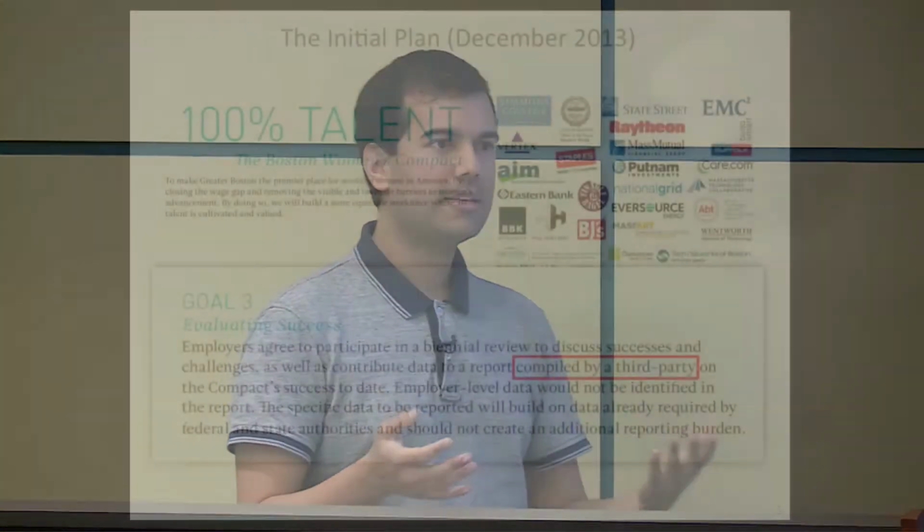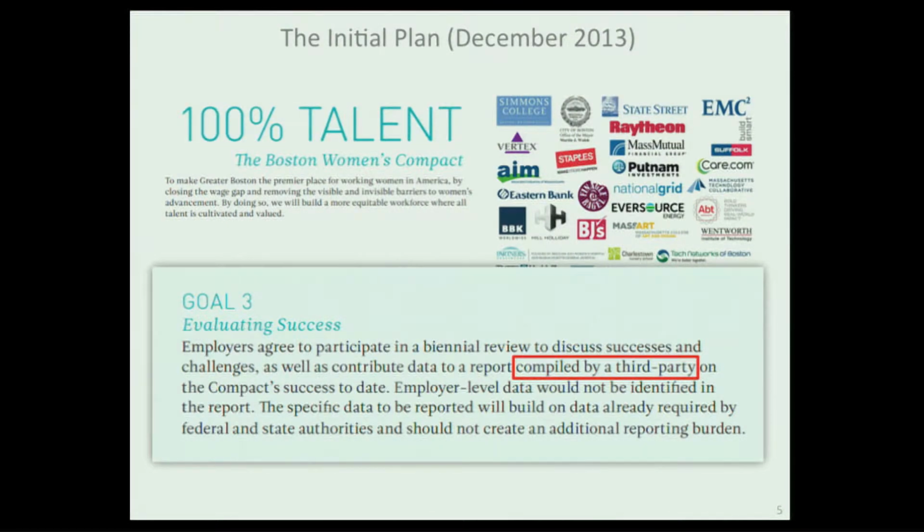In order to understand the issue, the employers who signed on to this 100% talent compact agreed to participate in a review. It says biennial, but actually they've done it every year for the past 3 years, to discuss successes and challenges, as well as contribute data to a report compiled by a third party on the compact's success to date. So the idea is all of the companies provide the salary data of their employees to some trusted third party who would then take that information, compute just the average pay disparity between men and women across the city, and delete the original source data about all the employers' salary information.